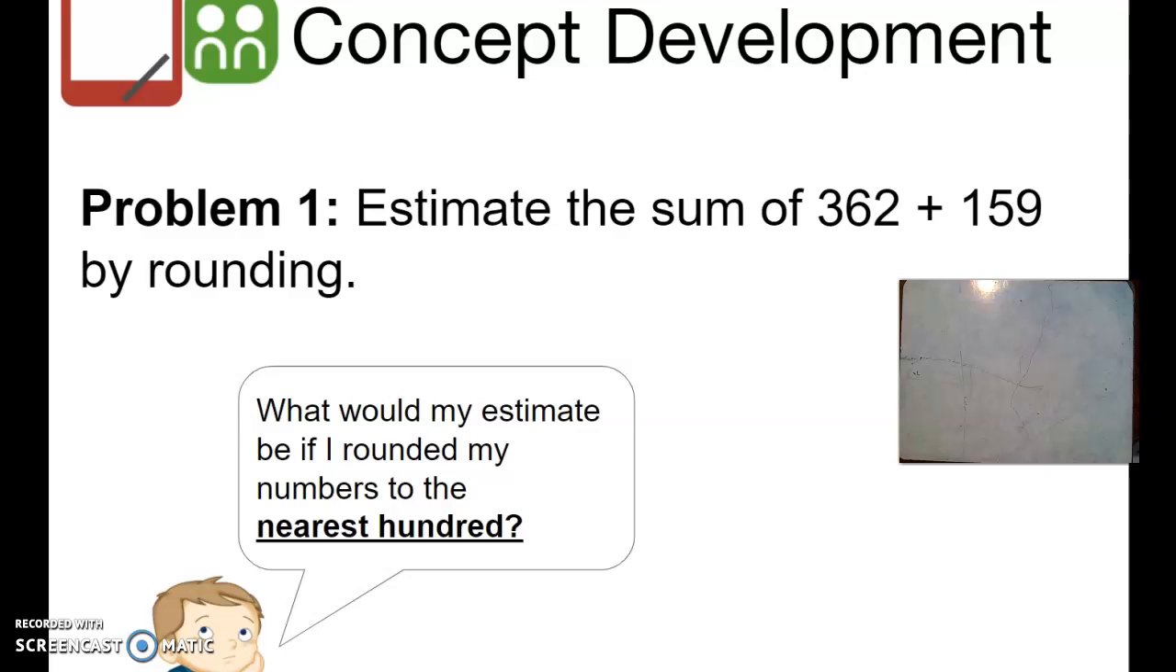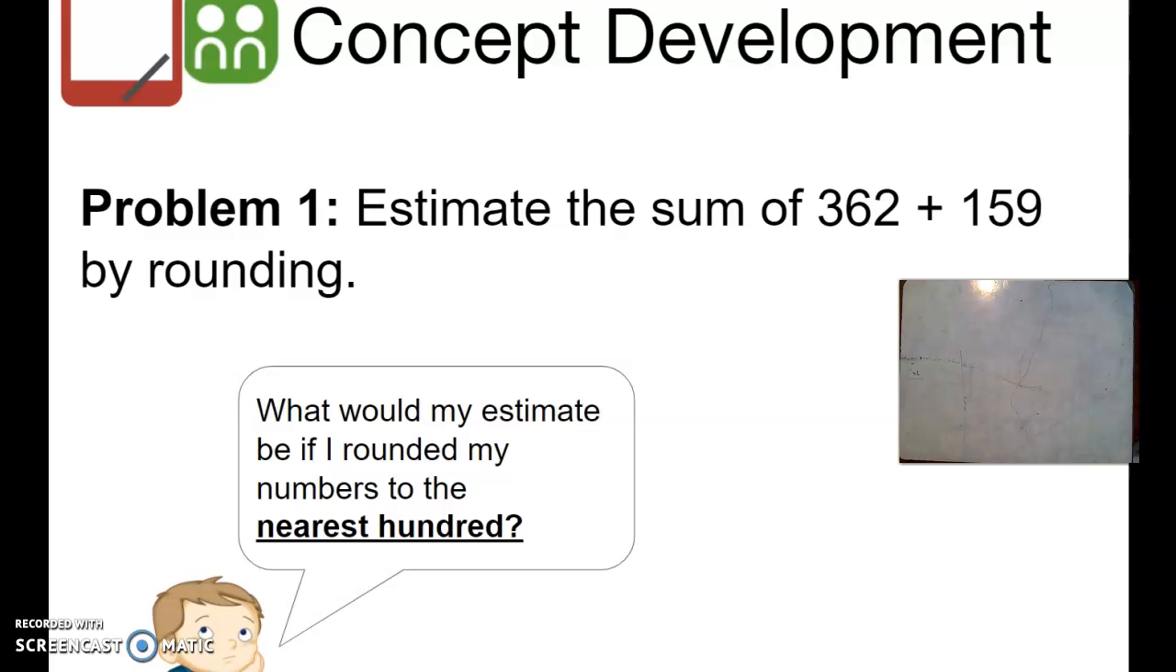Okay, so now I'm going to switch over to my hover cam and a whiteboard so I can kind of explain what we're talking about. So the first problem today is to estimate the sum of 362 plus 159 by rounding.